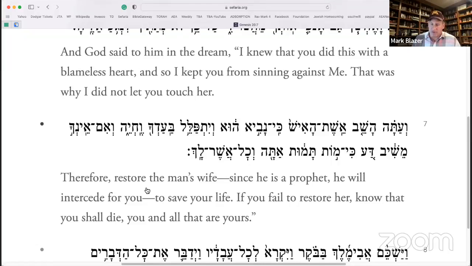God further says to Abimelech, therefore restore the man's wife. Since he is a prophet, he will intercede for you to save your life. If you fail to restore her, know that you shall die, you and all that are yours. And so it's interesting that God kind of threatens Avimelech. He basically says, that guy can help you. He's a prophet. That's the first time, by the way, we've had anybody be called a prophet. Abraham is a prophet. He'll help you, but you better do the right thing. And if you don't, you're going to die, and everything in your midst will die. All that's yours will die.